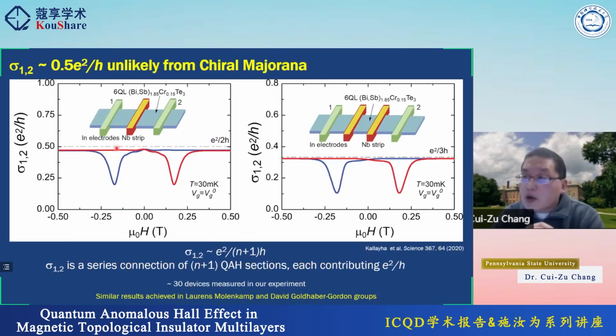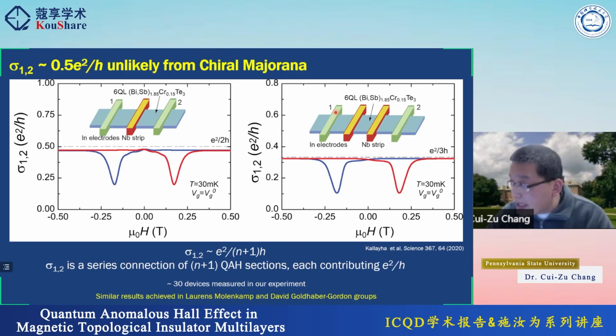So here are our transport results. We can see that with one nanobeam strip, the two-terminal resistance is e squared over 2h. With two nanobeam strips, the two-terminal resistance becomes e squared over 3h, which is definitely not according to the theoretical prediction. We note that the quantum anomalous Hall sample we used here shows the zero Hall conductance plateau in Hall conductance, exactly the same as the one used in the prior experiment. This zero Hall conductance plateau has been thought to be a critical point for the formation of the chiral Majorana in quantum anomalous Hall and superconductor systems.